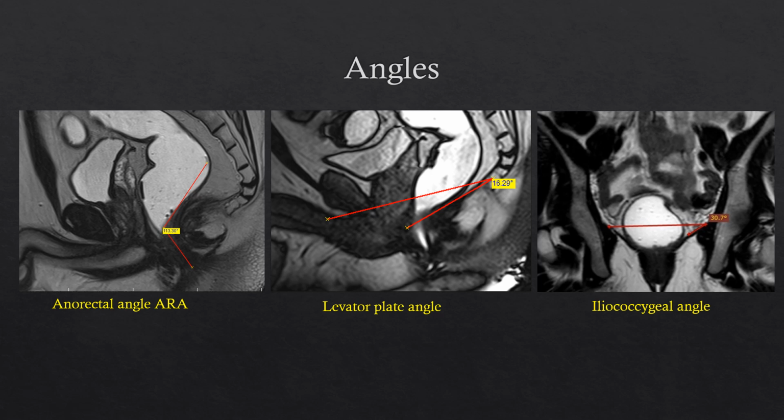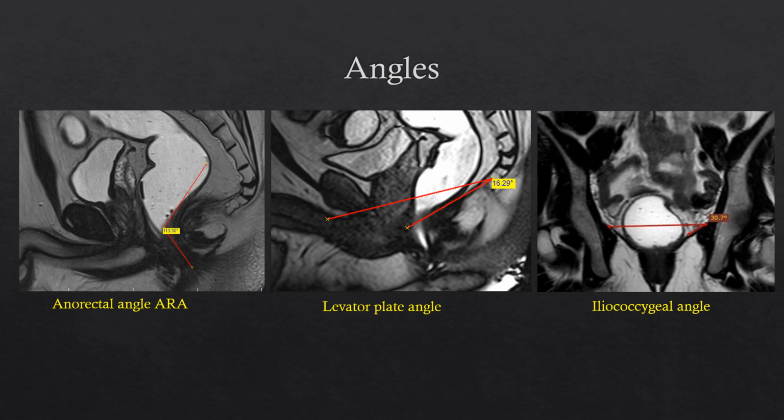Regarding the angles, as we discussed before, the anorectal angle is the most important one. This is the angle between a line drawn within the anal canal and a line drawn along the posterior aspect of the rectum. This is, as you see, 113. It should be measured at rest and during straining.